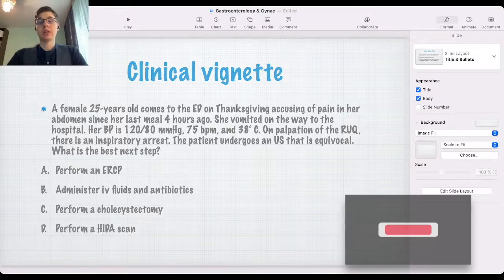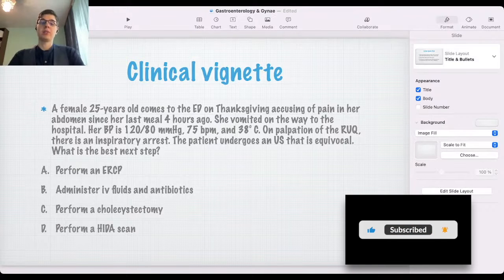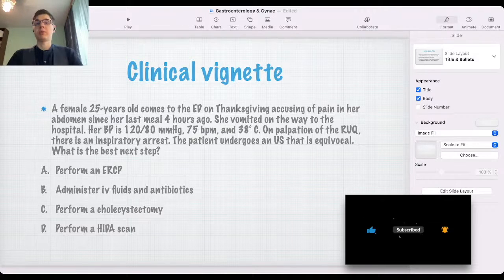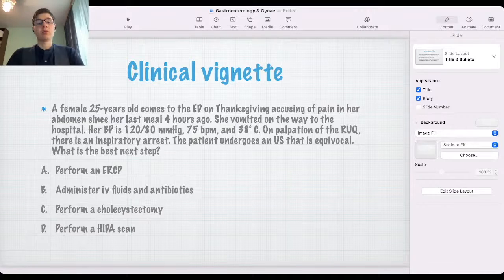On palpation of the right upper quadrant, there is an inspiratory arrest. Do we go on ERCP, administer IV fluids and antibiotics, perform a cholecystectomy, or perform a HIDA scan? Let's go to the second question.